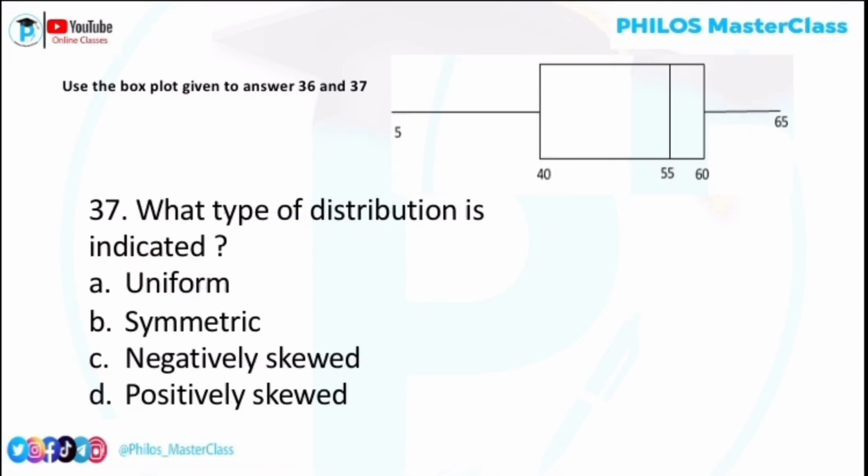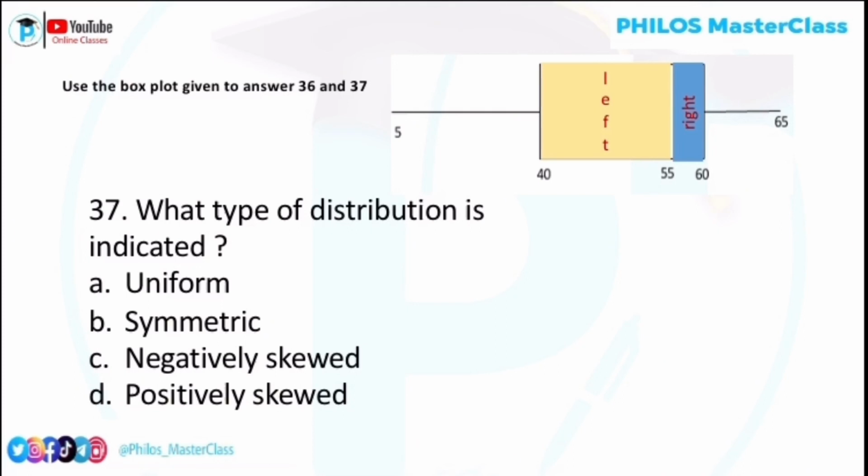Question 37 says, what type of distribution is indicated? Now look at where the second quartile is, which is 55. From 55 to 60 is your right, isn't it? And from 55 to 40 is your left, isn't it? Now let me shade the right. Okay, that's from 55 to 60. And then let me shade the left of the box with a different color. That's 55 to 40.